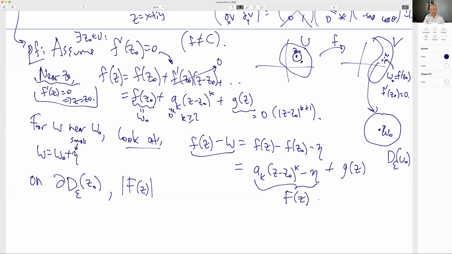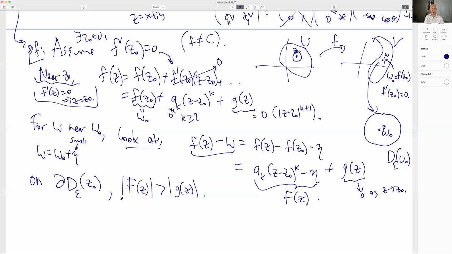So the function's continuous. As I get closer and closer to here, I get closer and closer to here. On this boundary, big F of z is going to eta. Eta is small, and g of z is going to 0. So I claim that F will always be bigger than g on the boundary. This is going to 0 as z goes to z0 in a neighborhood of z0, and this is going to eta, and eta is some small non-zero thing. Okay?